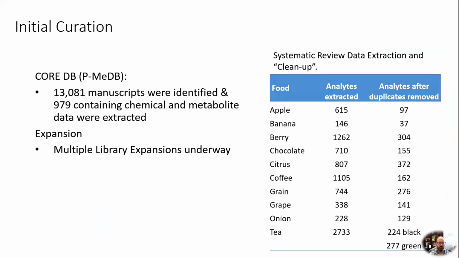The initial curation of the data covered over 13,000 manuscripts, and you can see here from the table on the right the number of analytes that were remaining after data set cleanup stages, where we captured anywhere from 30 analytes to over 300 analytes for a limited number of foods which were rich in dietary phytochemicals, which was the initial focus of our evidence mapping strategy.